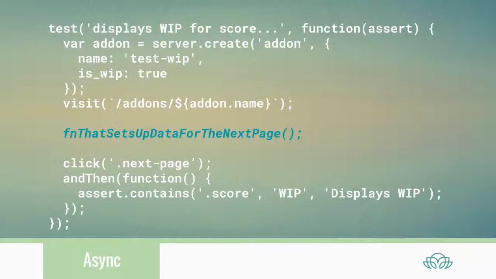So, in this next slide, if I put this function here, a function that sets up data for the next page, it's not going to get called after the visit completes and before the click starts. It's going to get called after visit gets called, which is not necessarily after visit completes. So it essentially might not get called after, the app may not be set up. And in the same way, click is not going to wait for a function that sets up data for the next page, because it has no idea what function, if that in turn kicks off something asynchronous, it's not going to wait for it. So what you can do is wrap it in an and then, which puts it in the sequence of the fake sync testing.